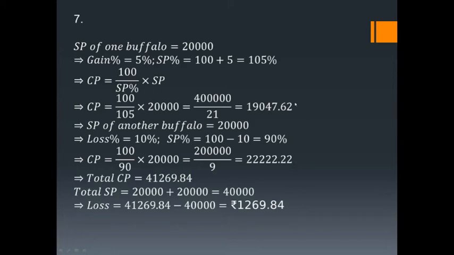you will get 41,269.84. Total SP is 20,000 each, no? 20,000 plus 20,000, that is 40,000. That means CP is more. That means we lose. How much do we lose? Loss is equal to CP minus SP, that you got 1,269.84.